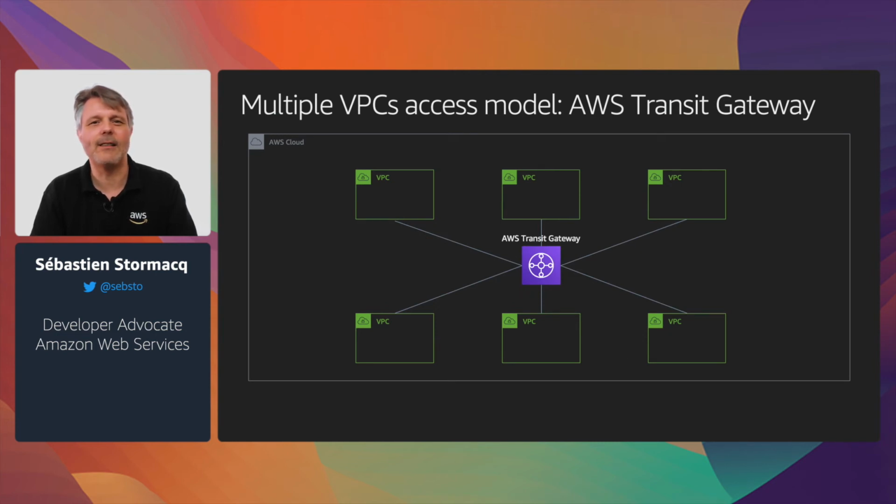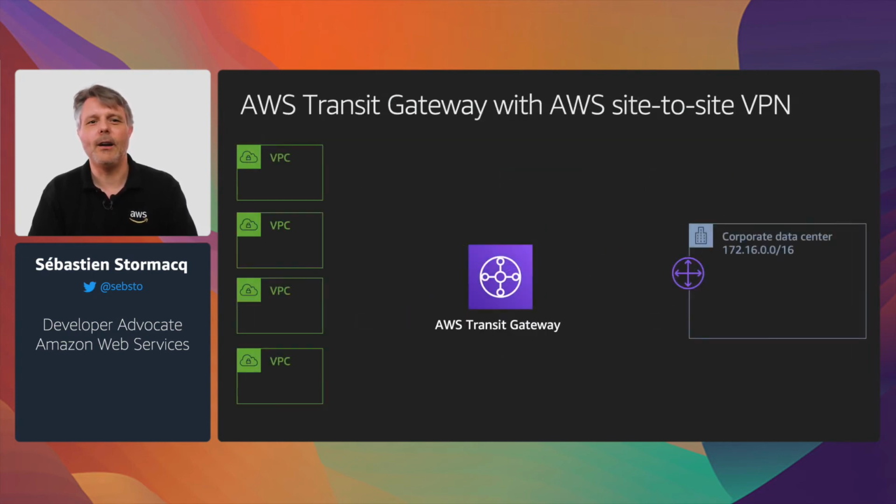So the Transit Gateway is like a virtual router inside a region. Instead of doing one by one peering agreements between your VPCs, you connect your VPCs to the Transit Gateway. And each VPC has only one connection to the Transit Gateway. The Transit Gateway will be able to route traffic in between your VPCs. You can also use the Transit Gateway as a hub and spoke architecture.